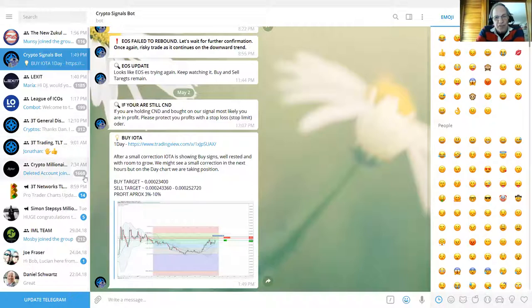So what they're showing us here is the old rebound, and then it's the cup on the handle on the cup. They're looking at a one-day trade after a small correction. IOTA is showing buy signs, rested and with room to grow. We might see a small correction in the next hours, but the day chart will take a position. So what we're going to do is just copy this first sell target, because we're going to do a market order anyway, and the coin is IOTA.